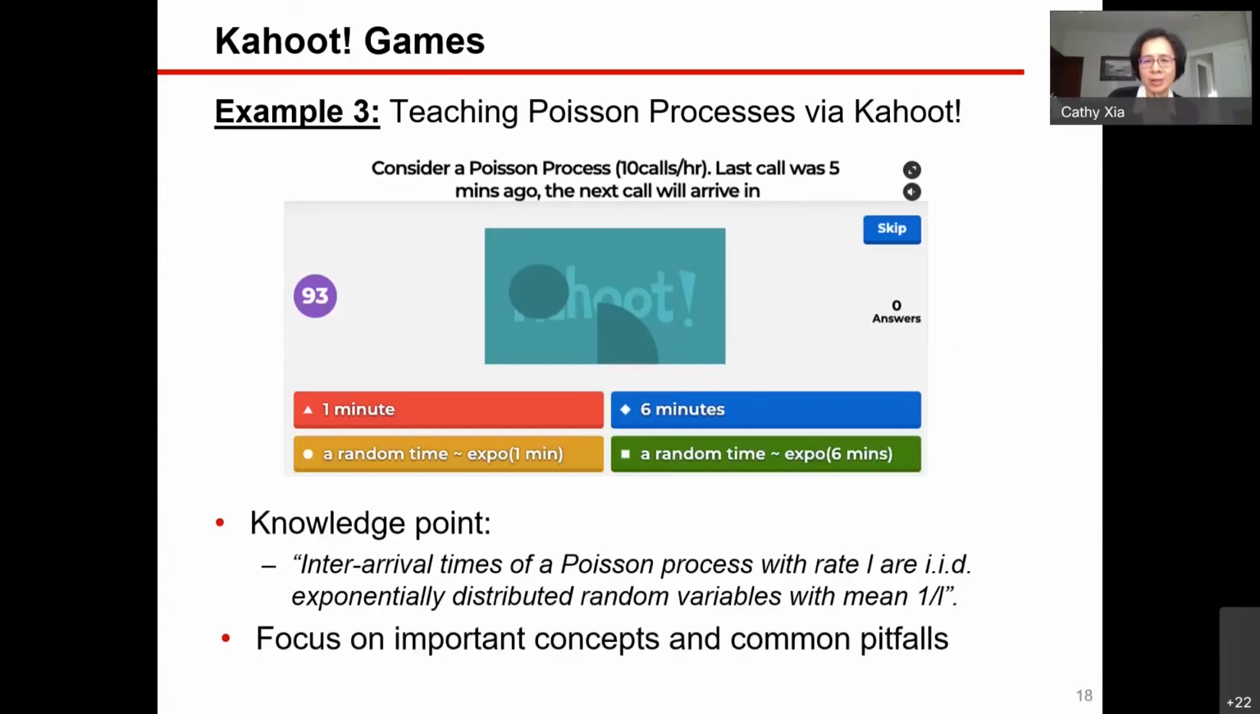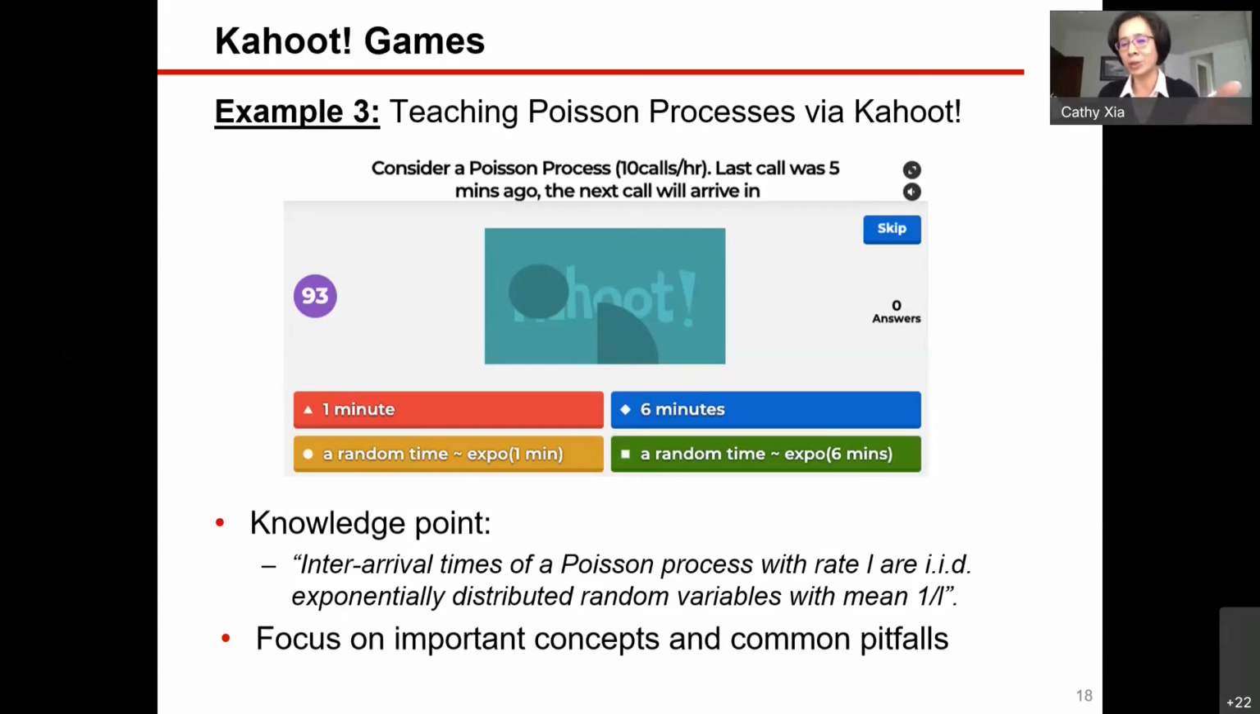For example, when I teach Poisson processes, there are some key knowledge points. For example, here we know that in Poisson processes, the interval times are IID exponentially distributed. But then there are a lot of misunderstandings. So here I typically design the question to focus on what's important and what the common pitfalls are. For example, one question would be: if you consider a Poisson process with this arrival rate, suppose the last call arrived 5 minutes ago, when do you think the next call will arrive?